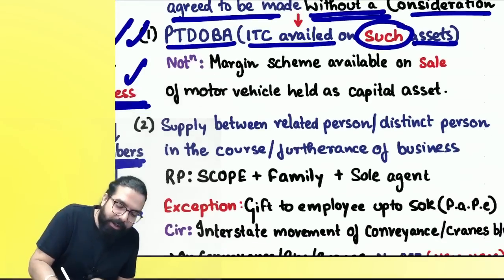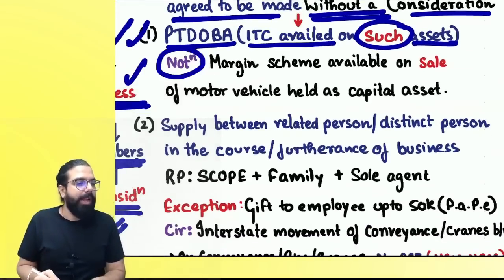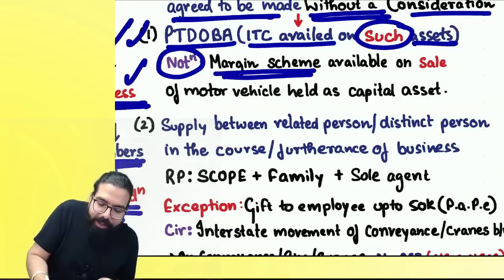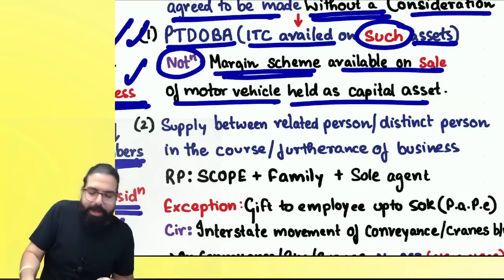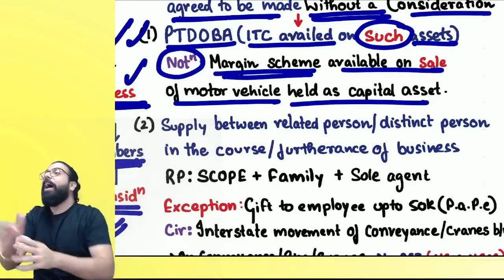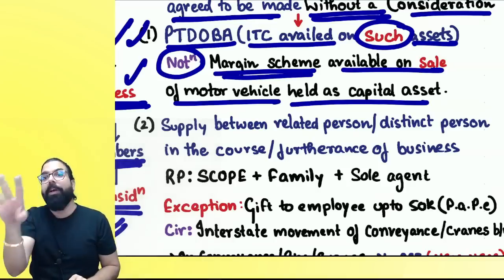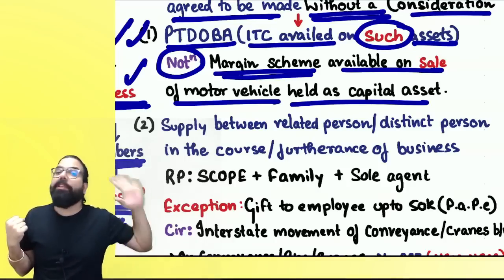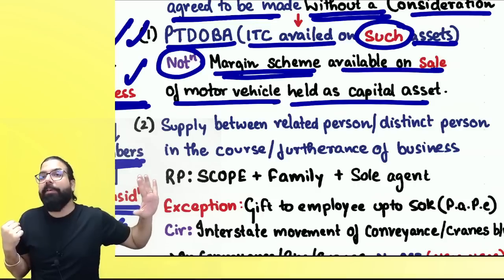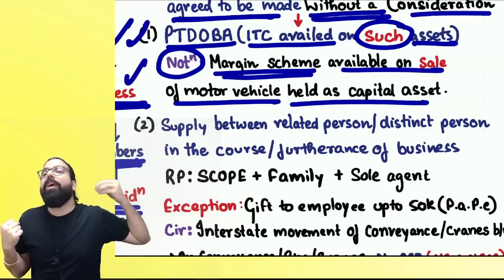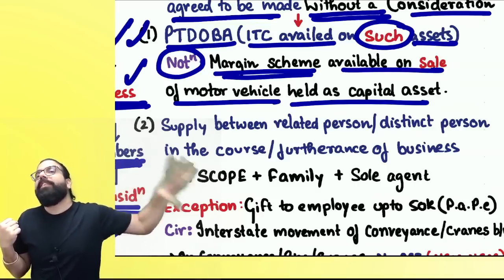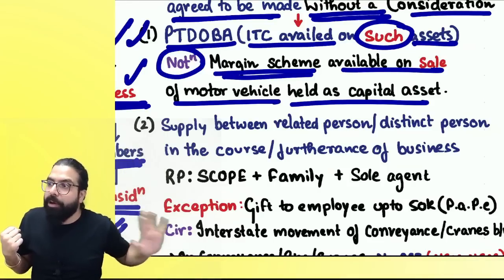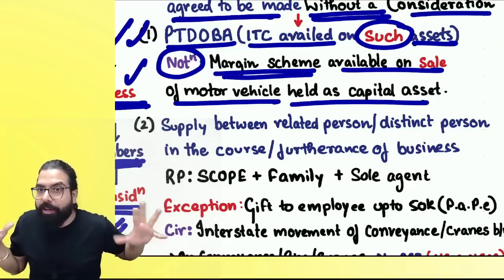The next one over here is a notification talking about motor vehicle. Everyone listen to me very carefully. Margin scheme is available on sale of motor vehicle held as capital asset. I bought a television for 10,000 rupees and paid GST on 10,000 rupees. Now I sold the television for 5,000 rupees. GST will come on what? Okay, I sold the television for 6,000 rupees. GST will come on what? Sale value. GST will come on 6,000 only. Clear, everyone? Can I go ahead?